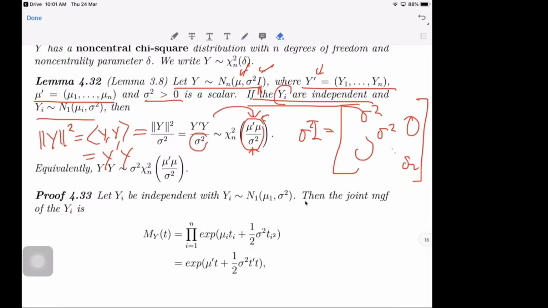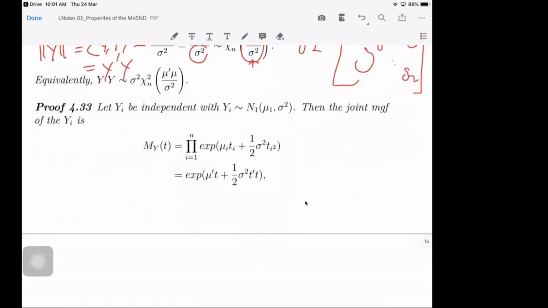Okay, so to prove that, it is important: it is a chi-square as long as your assumption is that the yi's are independent. Each of the yi here is normally distributed with mean mu i, variance sigma squared.